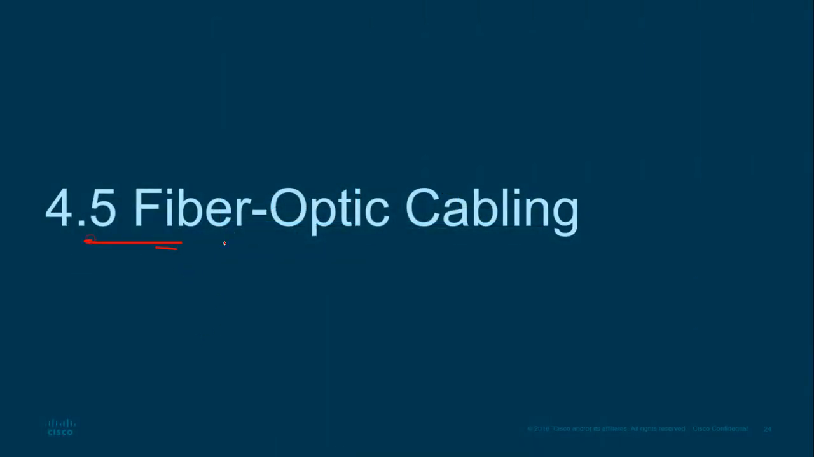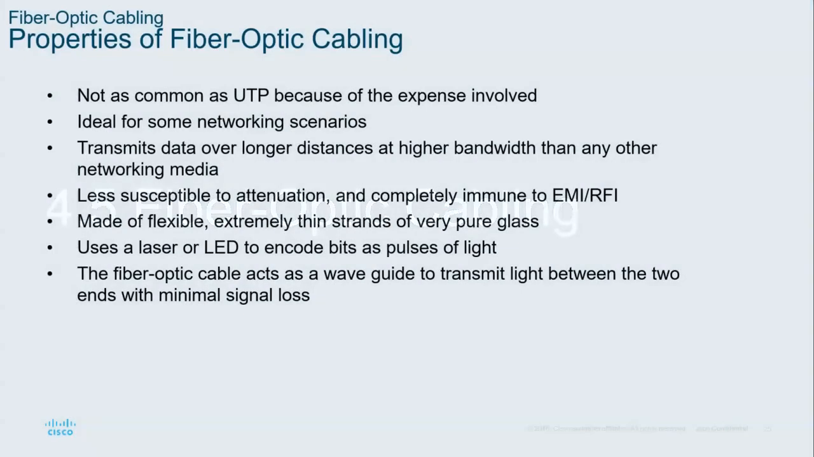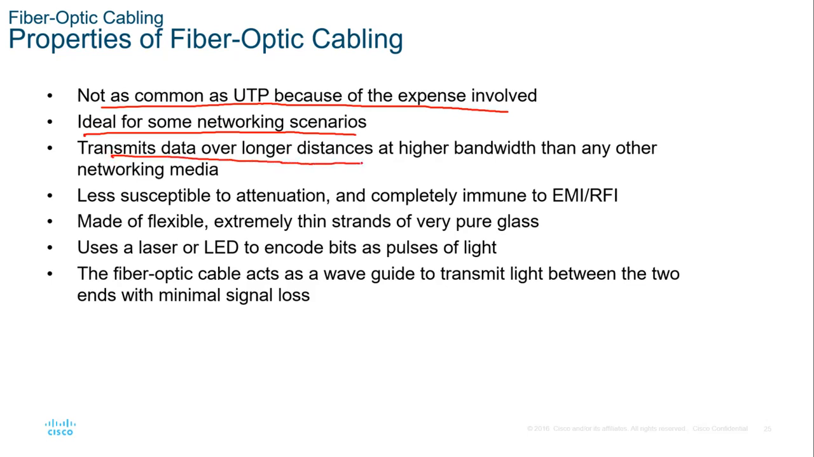We have another type of network media, transmission media: fiber optic cable. It is not as common as UTP because of the expenses involved. It is ideal for some network scenarios, not for all. Ideal for some, not all. It transmits data over long distances at a higher bandwidth than any other network media, be it wireless or copper, that is, electrical cable.